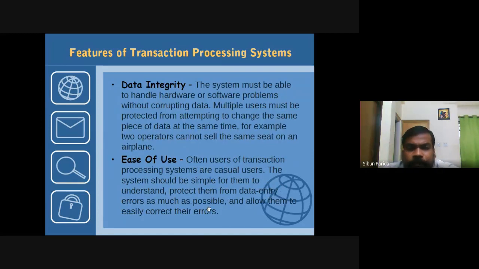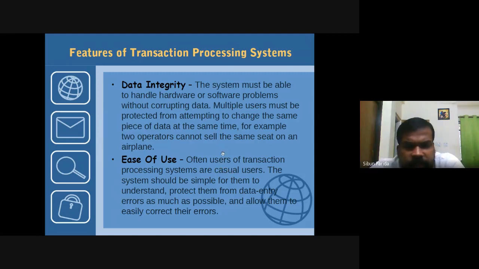Data integrity. The system must be able to handle hardware and software problems without corrupting data. Multiple users must be protected from attempting to change the same piece of data at the same time. For example, two operators cannot sell the same seat on an aeroplane. Like suppose seat number 7C. If the 7C seat is allotted to someone, it cannot be allotted to another party because it is already allotted.